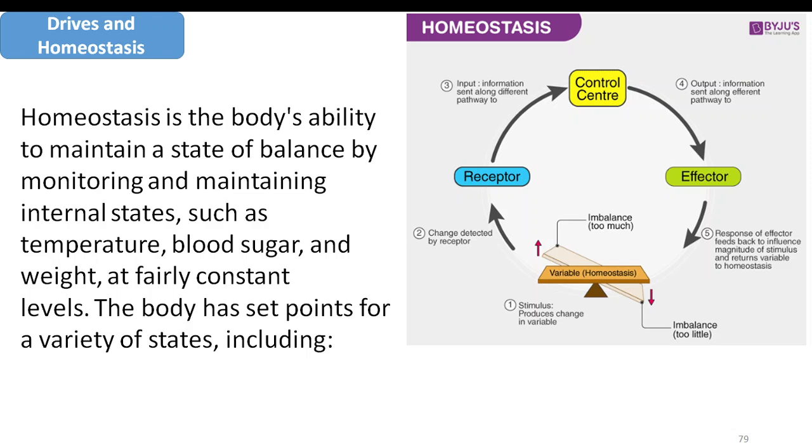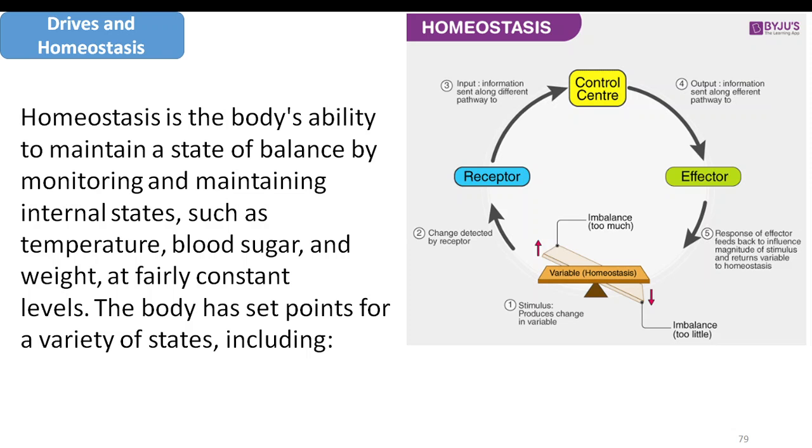So if you look at the definition of it, homeostasis is the body's ability to maintain a state of balance by monitoring and maintaining internal states. What are these internal states we're referring to? Such as temperature, blood sugar, weight, at fairly constant levels. The body has set points for a variety of states, including all those components that we had just stated above, namely temperature, blood sugar. Each one has an optimum level.